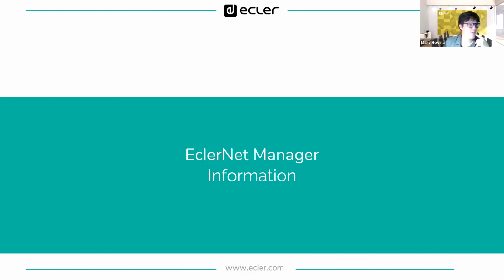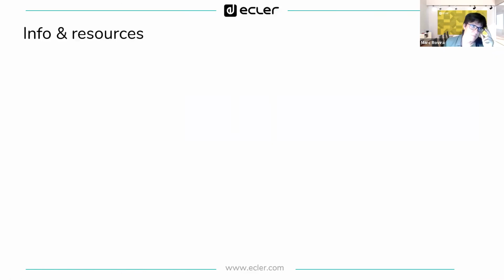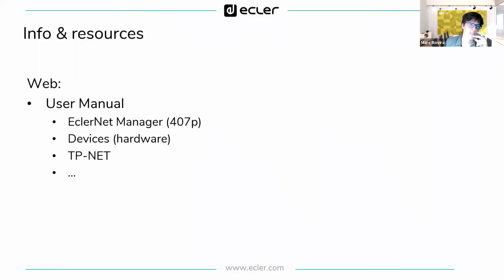And we're arriving to the end. Just where do we find more information? Okay, you have resources in the website. You have the user manual, which is more than 400 pages, of EclerNet Manager. You have the manual of the devices, but the manual of each and every device only talks about the hardware. If you're looking for how to configure a net player, an event, you have to go to the EclerNet Manager manual, okay? You have TPNet commands as well, a manual of TPNet commands.